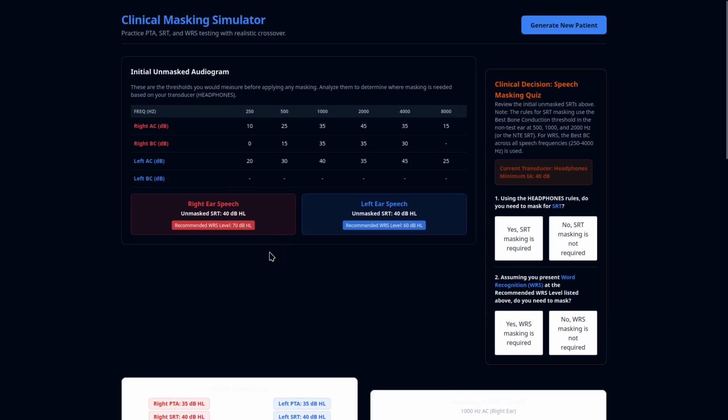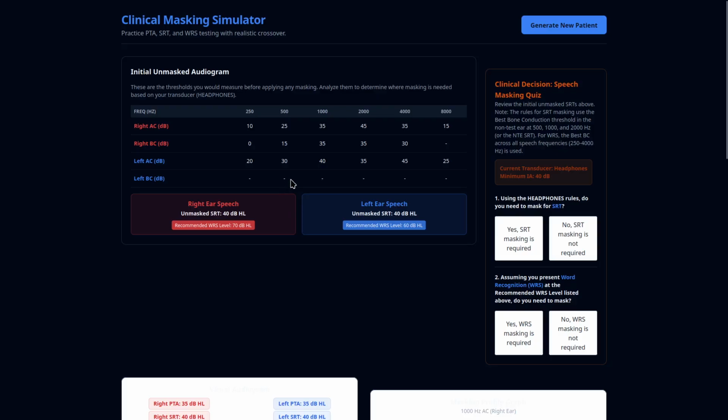So the first thing we want to compare is unmasked SRTs to each other. 40 minus 40 is 0. So based on air conduction versus air conduction SRTs, we don't need to mask there. Now we need to compare unmasked SRTs to best bone conduction in the non-test ear. And we're just focusing in on 500, 1,000, and 2,000 hertz. There are different authors who focus in on different frequencies, maybe including 4,000 hertz. But we're not including 4,000 hertz here because of the prevalence of false air-bone gaps, and because SRTs match up better with 500, 1,000, and 2,000 anyways.